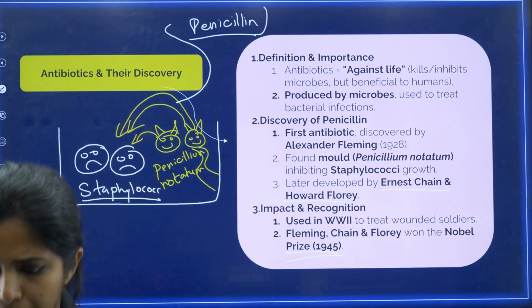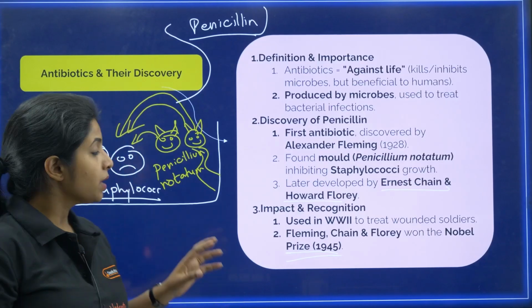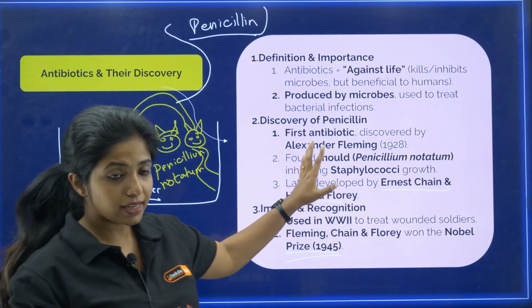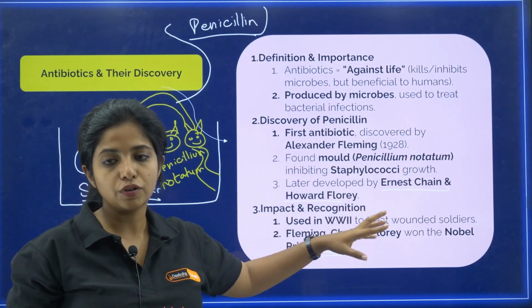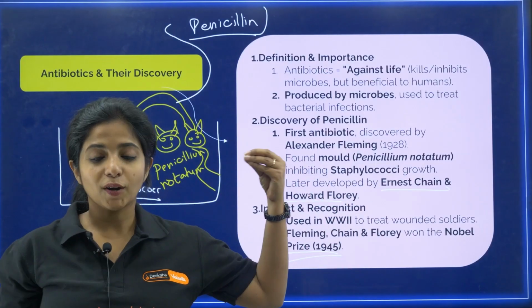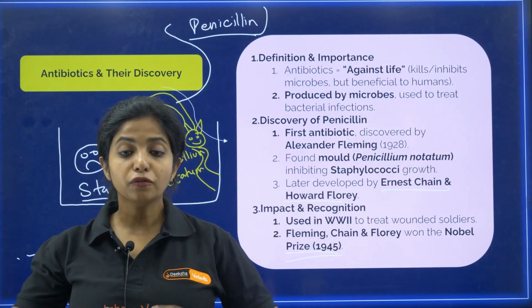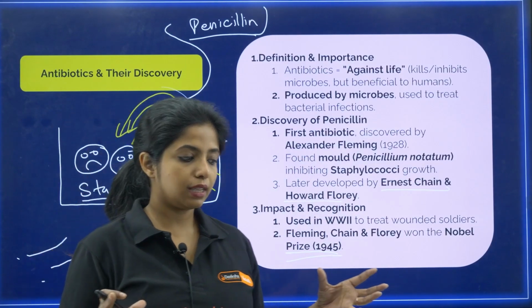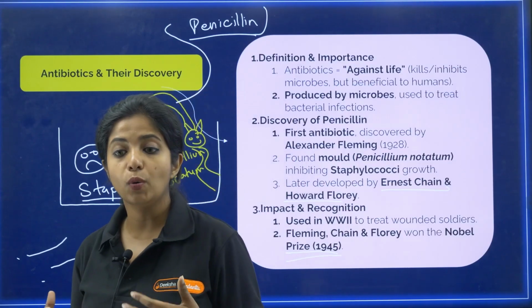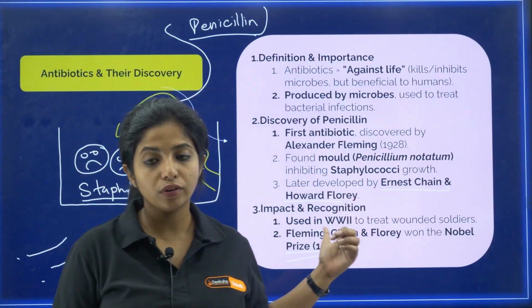Just give me a second. Okay, so I was talking about this thing. Yeah, so basically Alexander Fleming himself was the person who found Penicillium notatum and also penicillin, but the full effective use of the antibiotic was found later on by Ernst Chain and Howard Florey.